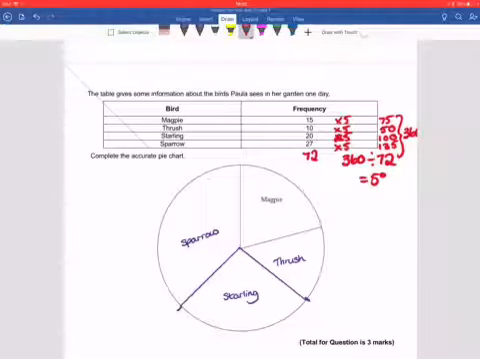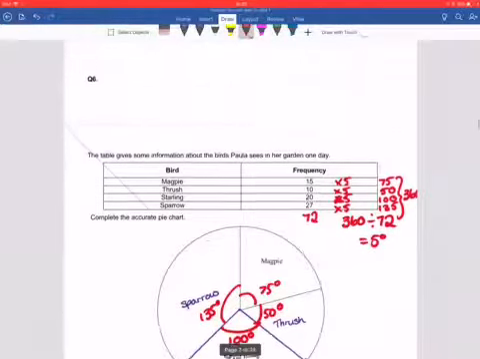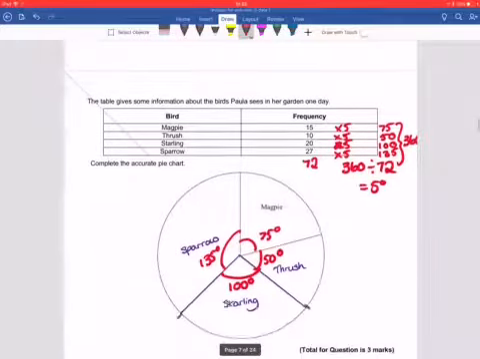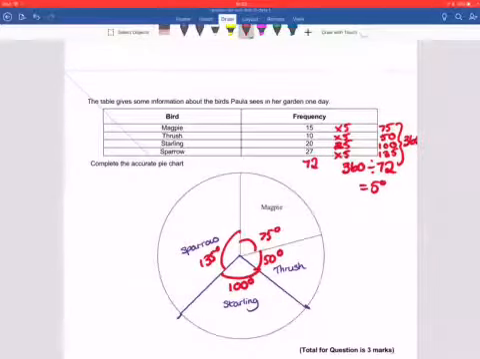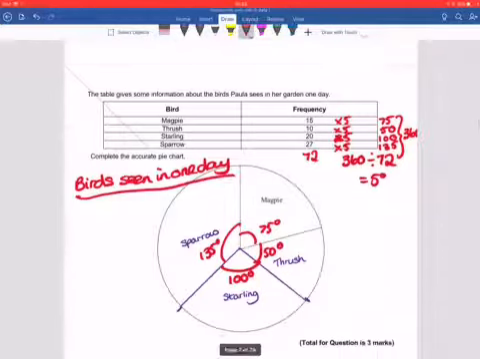So I literally use my protractor, always turning it around from 0. If you check, that should be 75 degrees. That should be 50 degrees. That should be 100. And that should be 135. And you have to put the detail in the category. And what you haven't done, you need to put a title, which isn't on there. So, birds seen in one day. Could be in a year, it's going to vary. Without a title, you're not going to get all the marks.